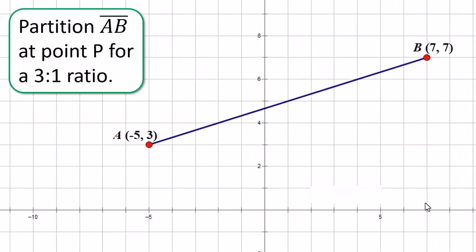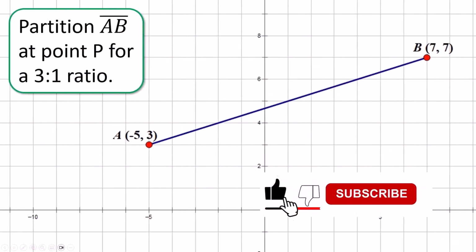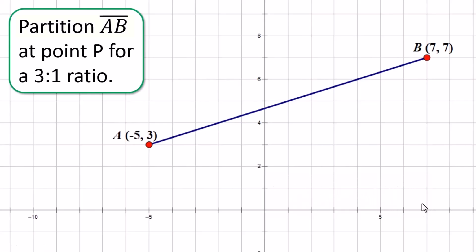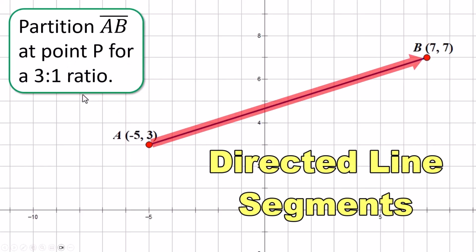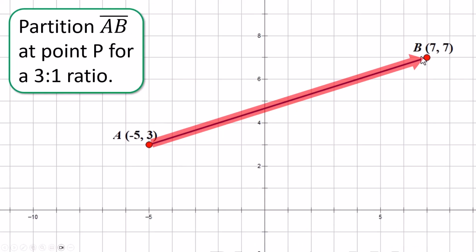Let's make this a little bit more realistic for geometry or algebra class or wherever it is that you're being asked to do this. We're partitioning line segment AB at a point P so that it's in a 3 to 1 ratio. I haven't talked about it. These are referred to as directed line segments. It matters where you start when you're dividing these things up into these ratios. AB means you're starting at A and going to B.